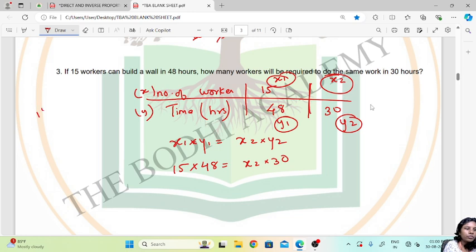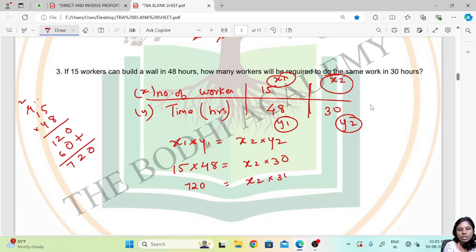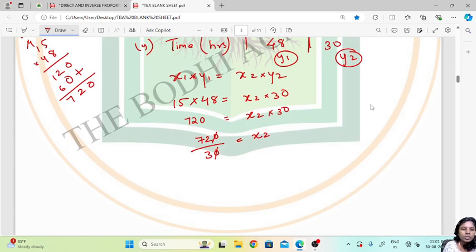Now 15 into 48: 8 5s are 40, 8 1s are 8, that is 48, plus 4 5s are 20, 4 1s are 4, that is 24, so 720. So 720 equals x2 into 30. So 720 upon 30 equals x2. This and this can be cancelled, so 72 goes in the 3 times table, 3 2s are 6, 3 2s are 6, so 24. So x2 equals 24.